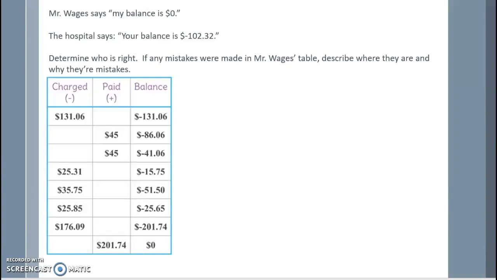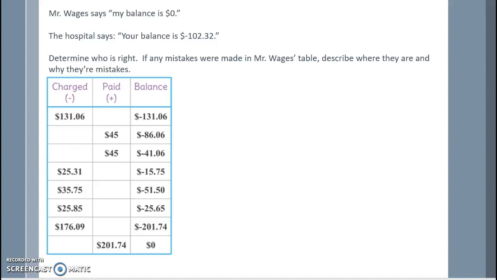Mr. Wages says, my balance is $0. However, the hospital says your balance is -$102.32. Determine who is right. If any mistakes were made in Mr. Wages' table, describe where they are and why they're mistakes. So if he charged to his account, that means we're going to subtract because that's what he owes, $131.06. He paid a portion of his bill, and that would make sense that it would get smaller to $86.06. That's correct. Further, if he paid $45 more to his bill, then of course he should be getting more towards 0 if he's paying off his bill.